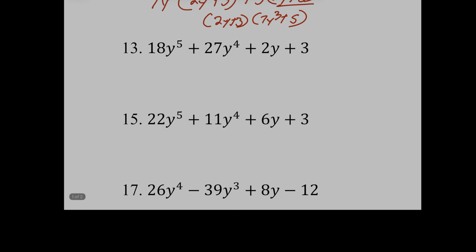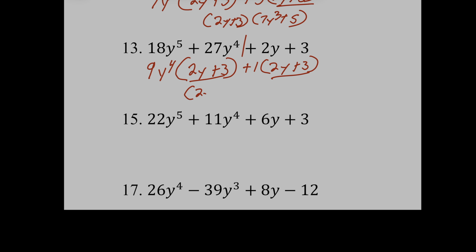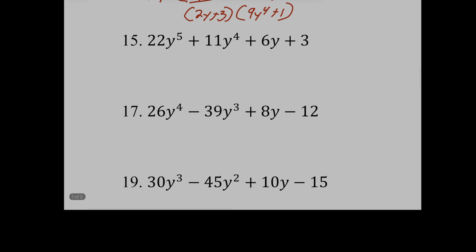All right, so number 13, what's the same? I can pull out a 9y to the 4th. What's left over? A 2y plus 3. Now this one, I can't do anything, so I'm going to pull out just a 1, because 1 will go into everything, and this is left with a 2y plus 3. Now that I have the same, I'm going to pull out a 2y plus 3, and what's left over? 9y to the 4th plus 1. Cool.